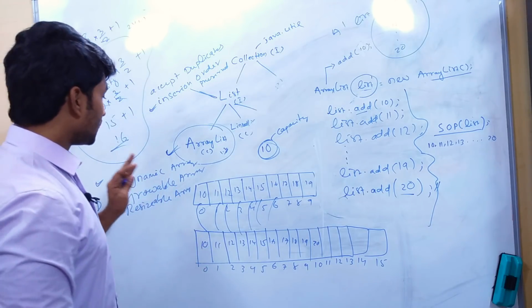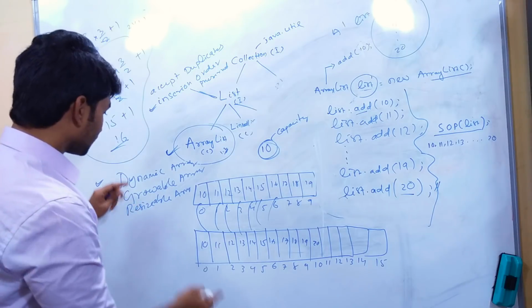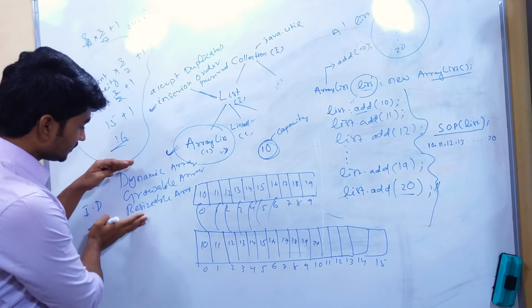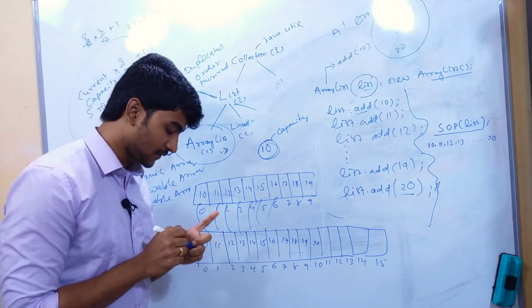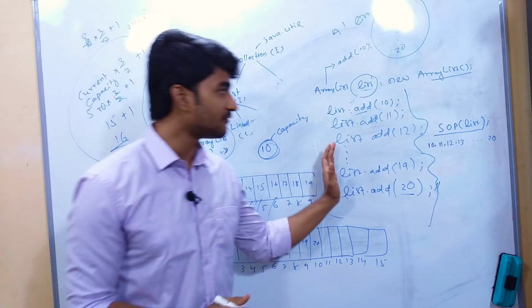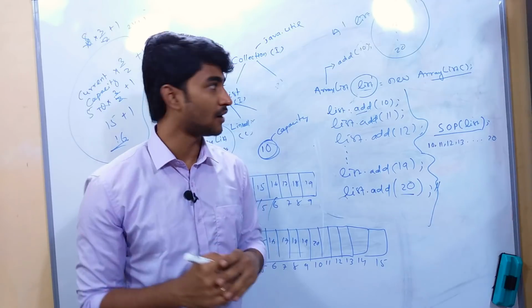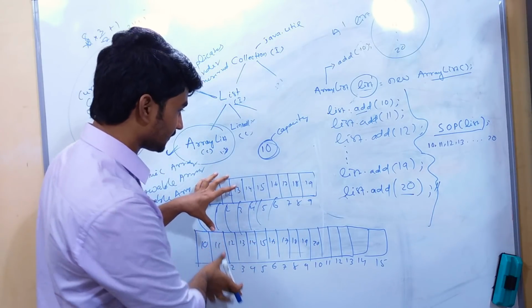Okay. So the next thing that we have learned is the internal data structure that they are using. The name of the data structure is dynamic array or growable array or resizable array, right? So whenever it comes to Java, you don't need to be worried about how the things work internally, right?